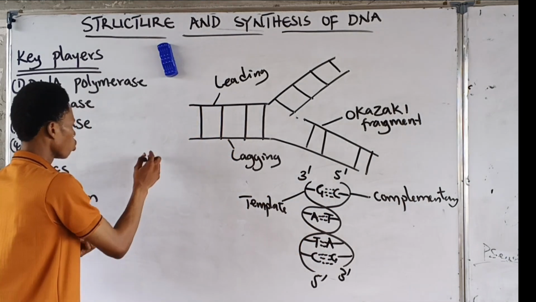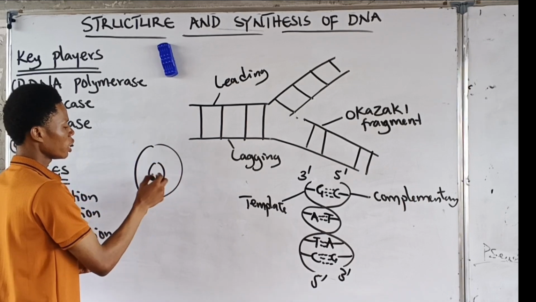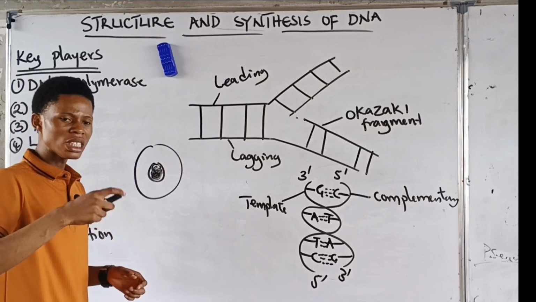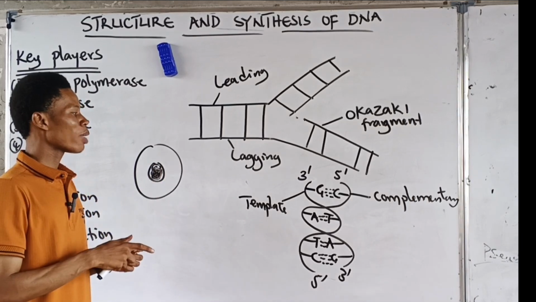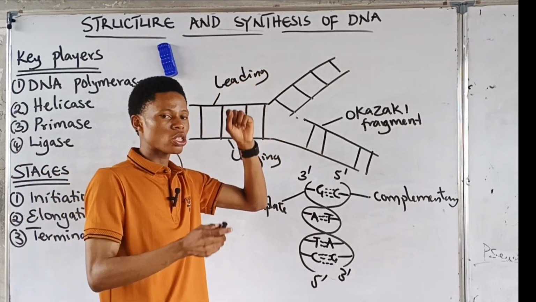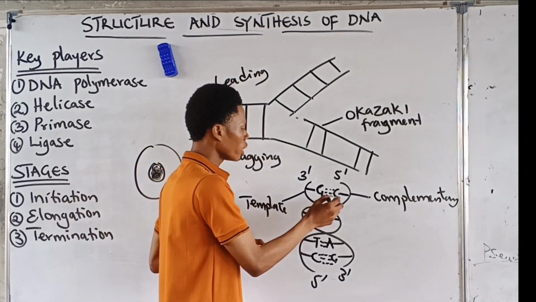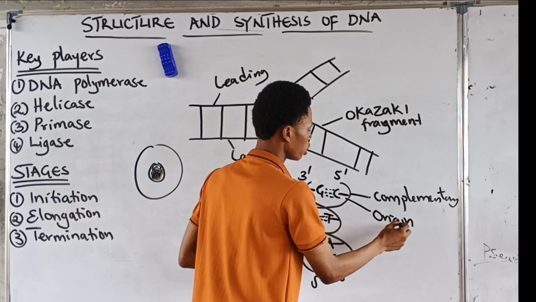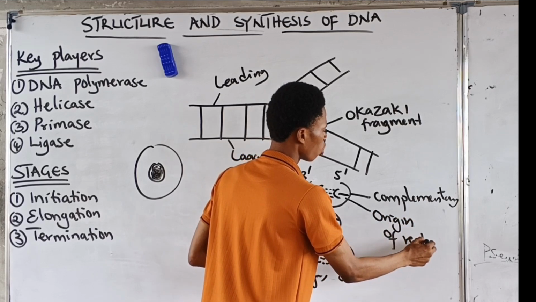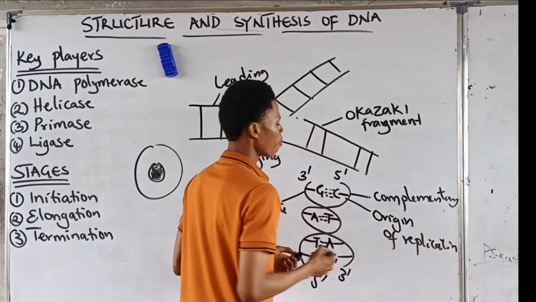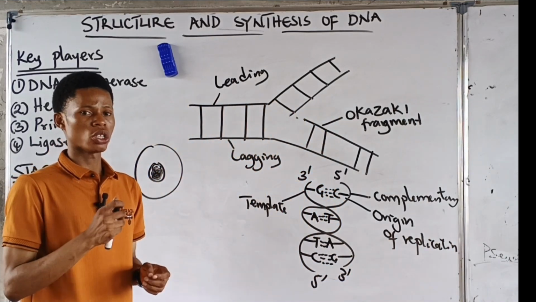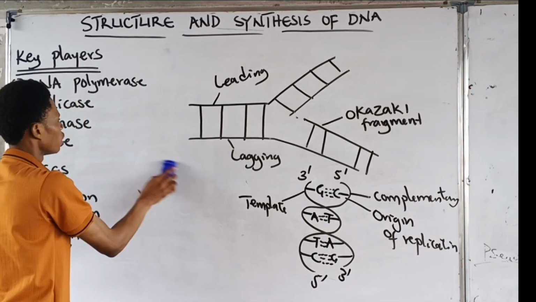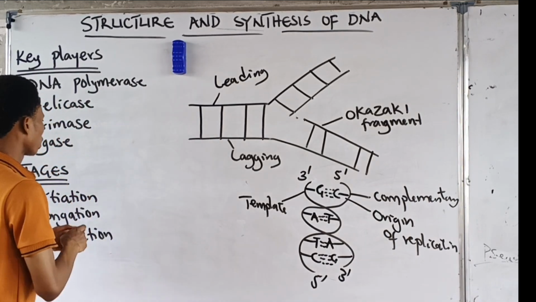But now look at this. This is our nucleus, and the DNA is found on the chromosome. Long strands. So where will this unwinding start from? That particular point on the long DNA strands where the unwinding starts from, let's say the unwinding is starting from here, is called the origin of replication. I'm going to talk more about that, but now let's look at this.